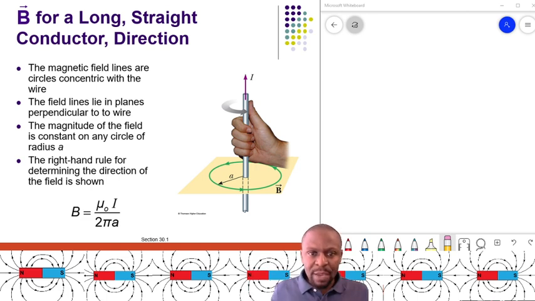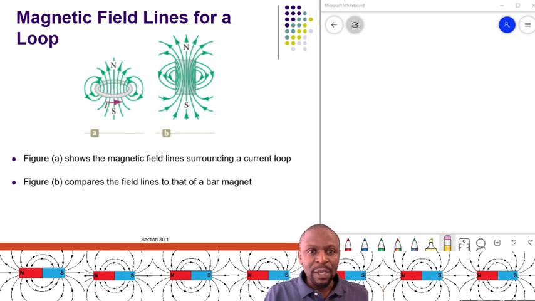Now, when you want to get the magnetic field at a certain distance, say r, at a certain radius, the magnetic field is defined by this equation: mu naught I divided by 2 pi a. This is what I want you to always remember, that the magnetic field is given by this value. As you can see, the more you increase that r or that a, the B field will always become smaller.